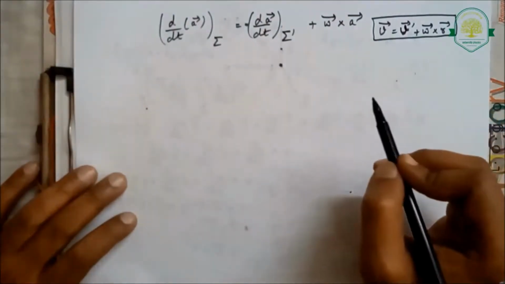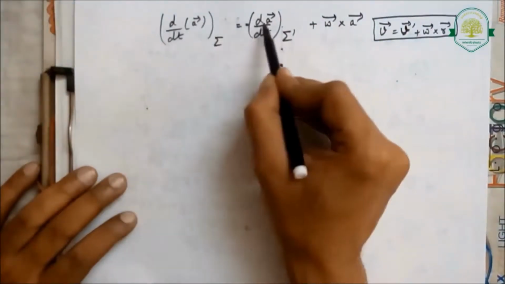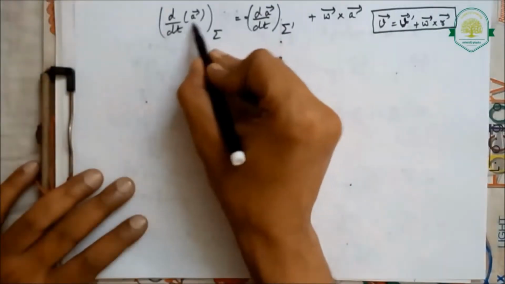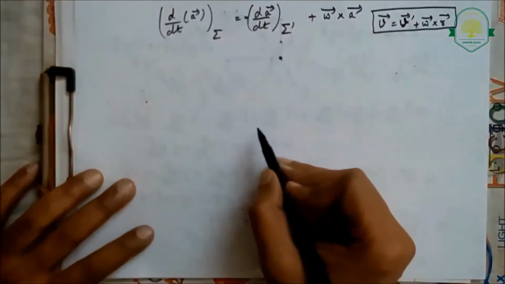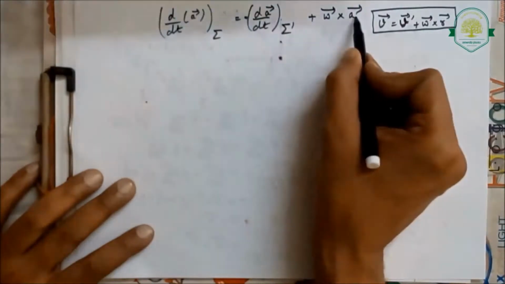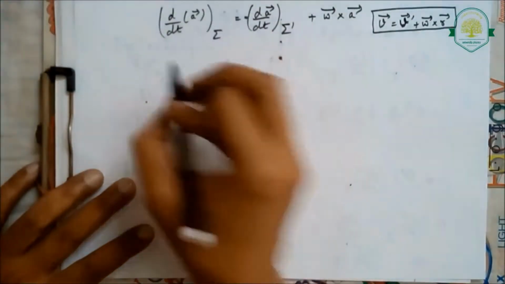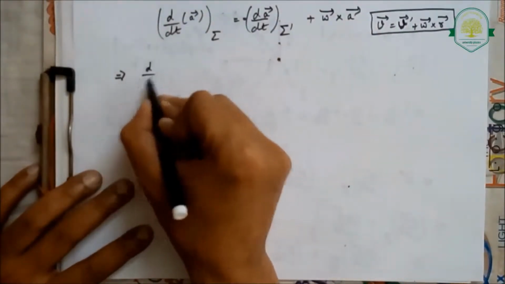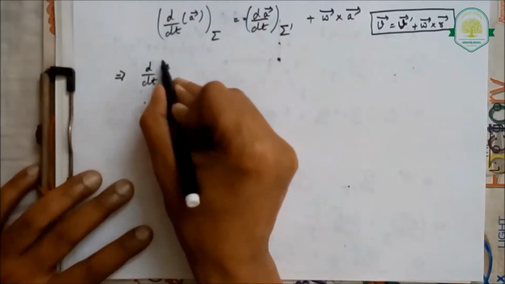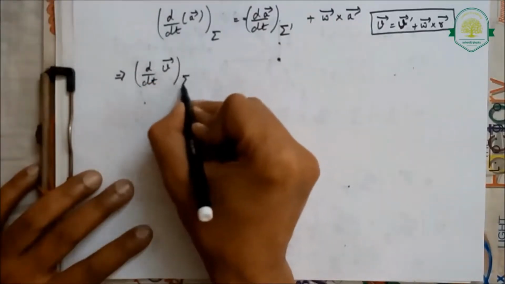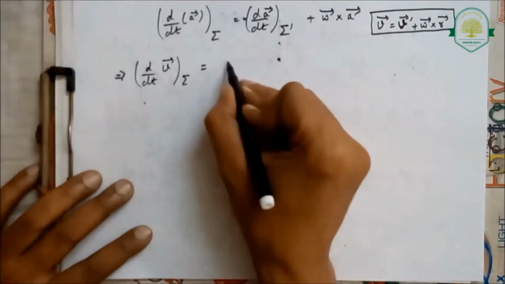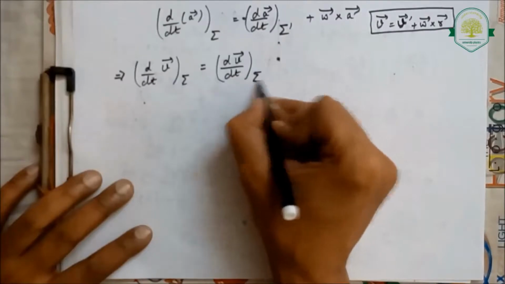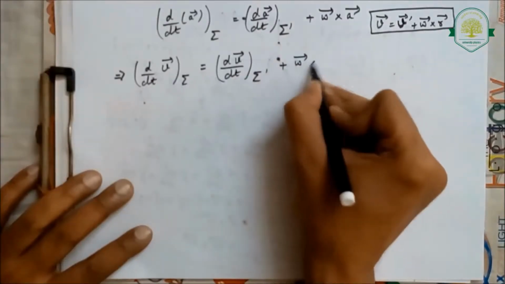By A here I did not actually mean acceleration, although we can do that too. By A here I meant any general vector. So in place of any vector A, let me substitute V. So if I do that, I get d over dt of V in the sigma frame of reference equals dV over dt in the sigma primed frame of reference plus omega cross V.